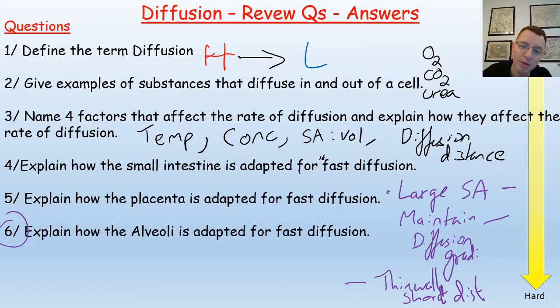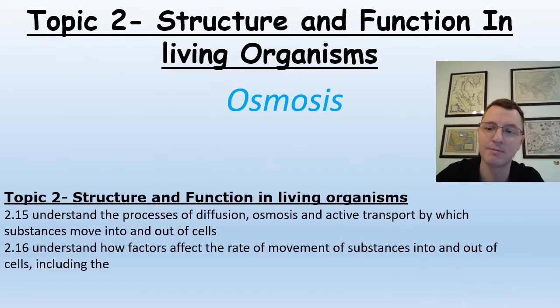It's the same 3 points, and it doesn't matter which organ we are looking at. We can still pick up at least 3 marks on how they are adapted. So the next way that a substance may be able to move in and out of a cell is called osmosis.